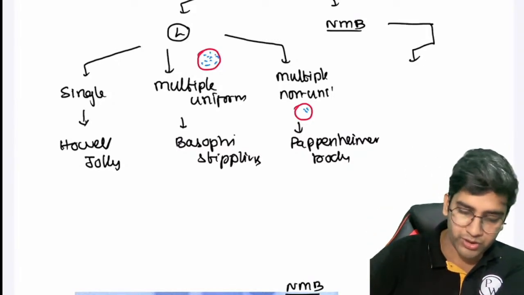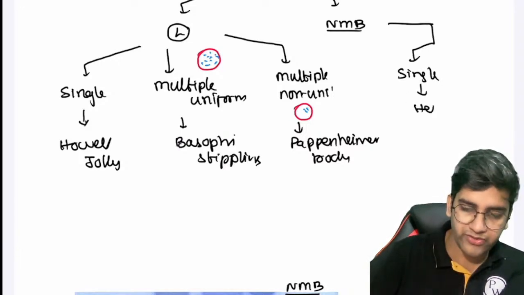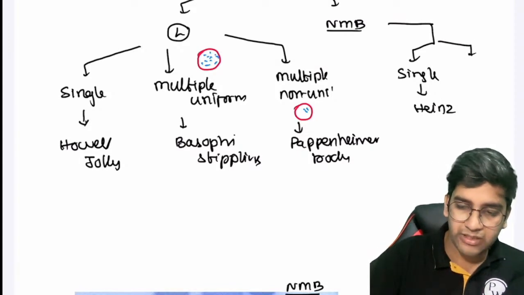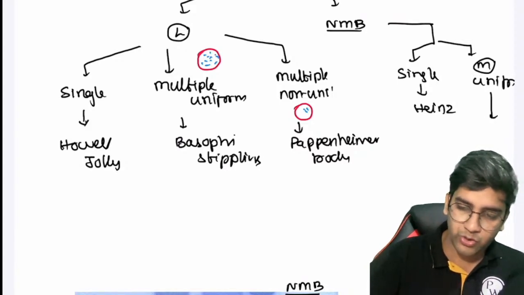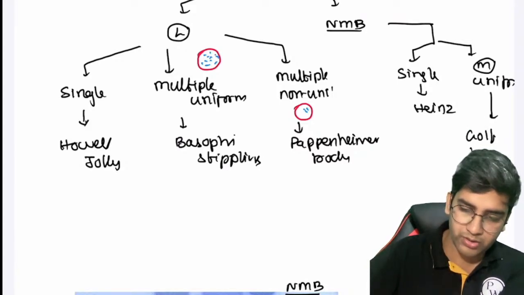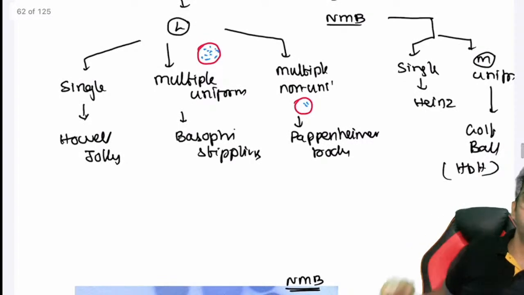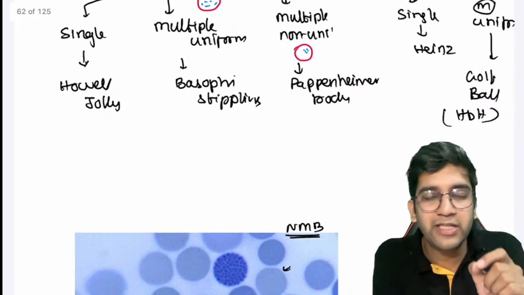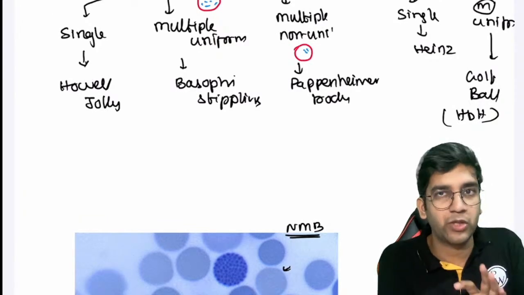If it's a single inclusion, you must have heard about this Heinz body, seen in case of G6PD deficiency. Yes. Multiple inclusions and uniform. I have something called a golf ball inclusion, which is seen in case of HbH disease, right? That's how we pick them up. Golf ball inclusion seen in case of HbH disease, right? So this is how we diagnose them. If it's multiple in your new methylene blue and it's not uniform, it's a normal reticulocyte, right?